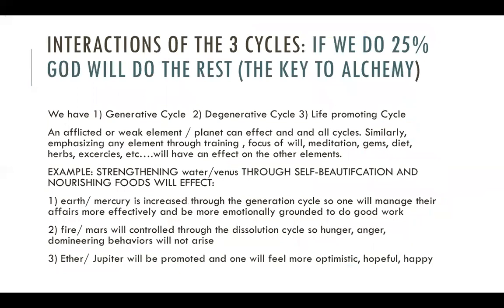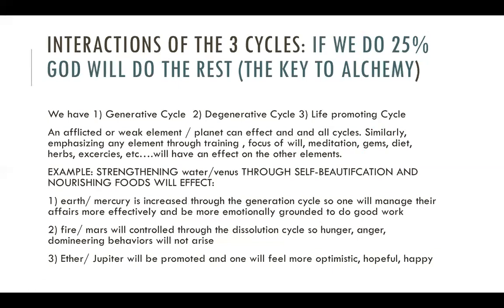So basically, we have the generative cycle, like we talked about, how that circle is going in a circle. Then you go the opposite direction. Then you have the life-promoting cycle, which was here. So an afflicted or a weak element or planet can affect any and all cycles. Similarly, emphasizing any element through training, focus of will, meditation, gyms, diet, herbs, exercises, Ayurveda, it'll have an effect on the other elements, right?